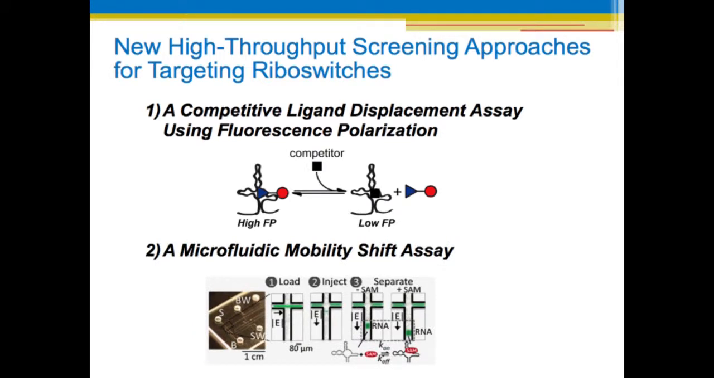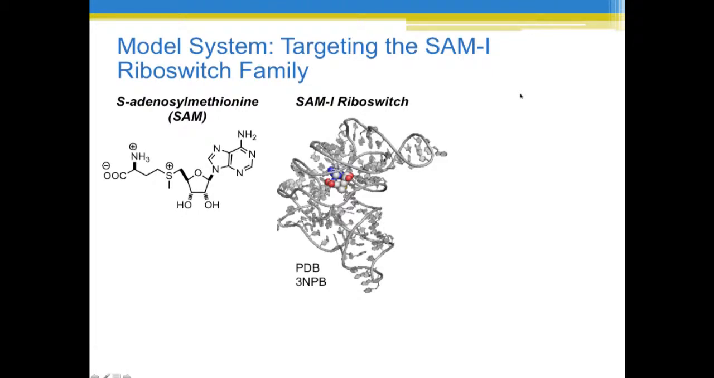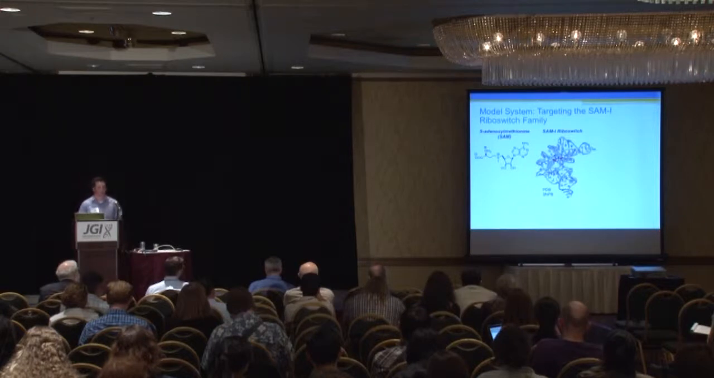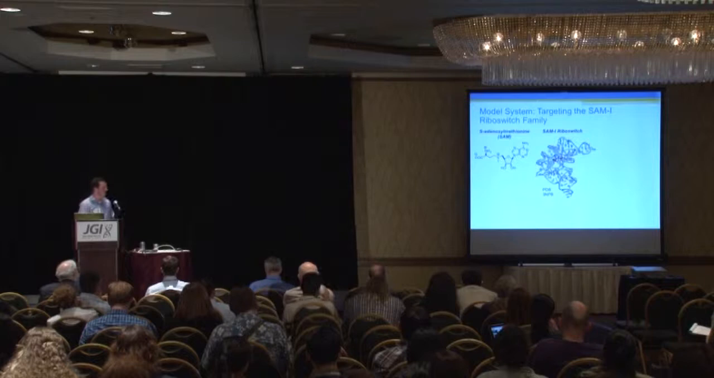So our model system for targeting these RNA riboswitches is the SAM1 riboswitch family. The SAM1 riboswitch is a set of riboswitches that bind this molecule, which is S-adenosyl methionine. And this is a very important cellular cofactor. One of the reasons why we're choosing to target this riboswitch is because it hasn't previously been targeted for therapeutic development.